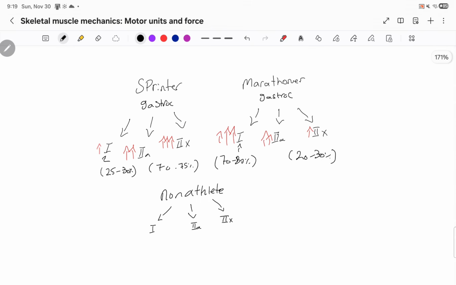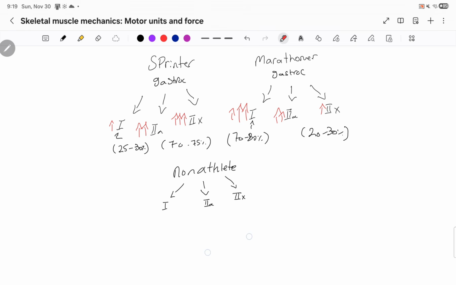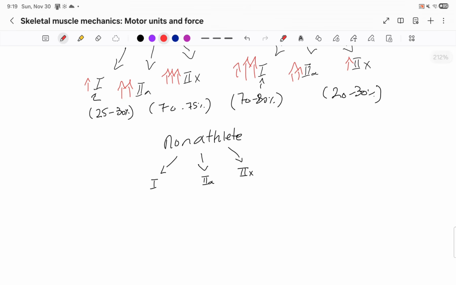This makes sense. In a non-athlete, though, guess what? This might blow some people's mind. In a non-athlete, it's pretty much a 50-50. Pretty much a 50-50. And you might be saying, well, hold on now. This doesn't make sense. The gastrocnemius is supposed to help you for walking. Why don't I have more distribution of type 1 fibers than this? And that's because it has to do with your genetics, okay?